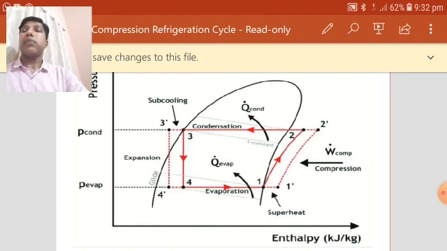So from this I hope you got some basic idea about the vapor compression refrigeration cycle and the TS and pH diagram.